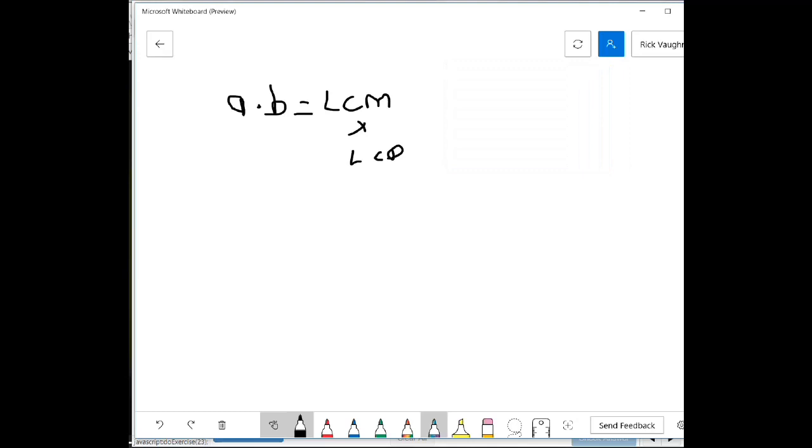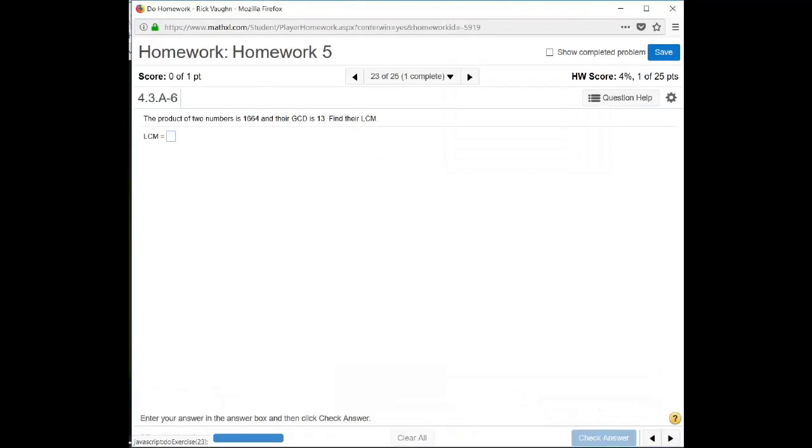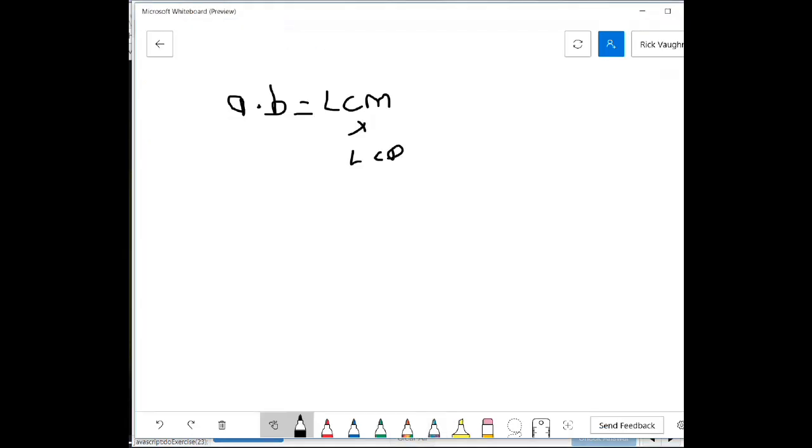So back to our problem here. We have the product of two numbers is 1664, and the greatest common divisor is 13. So 13 times the least common multiple would have to equal the product of the two numbers, which is 1664. So we want to take 1664 and divide by 13. I'll do this out by hand.